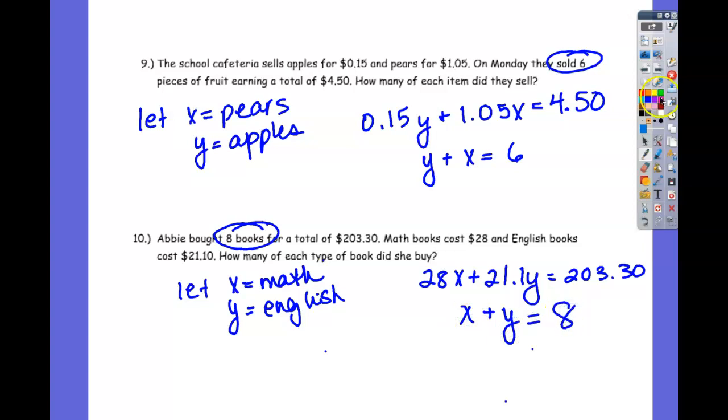So I set all of those up for you, so it should be pretty easy to just go ahead and use elimination or substitution to try to solve them.